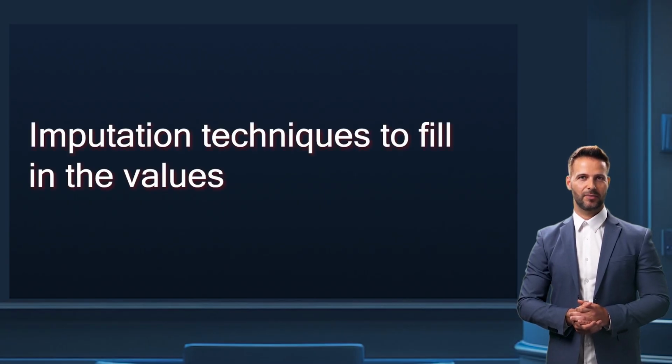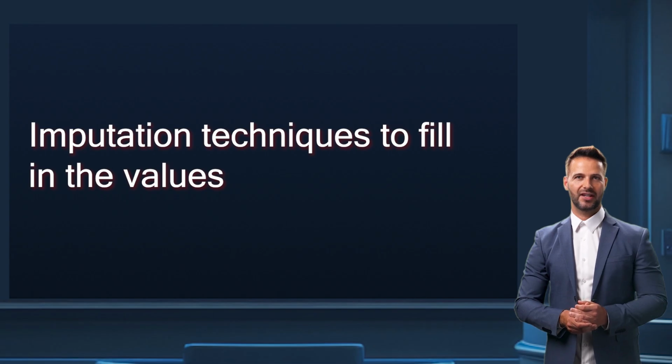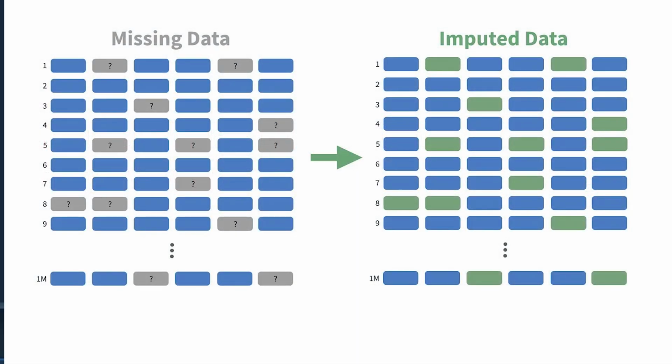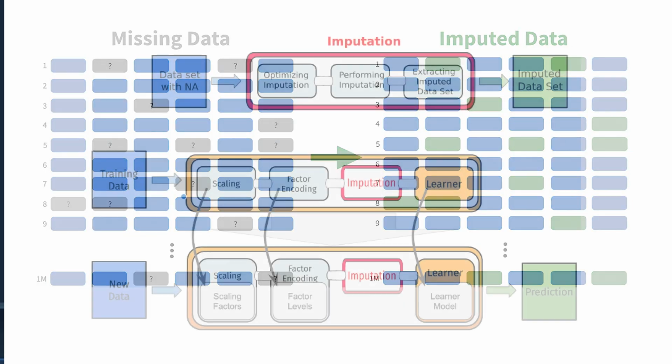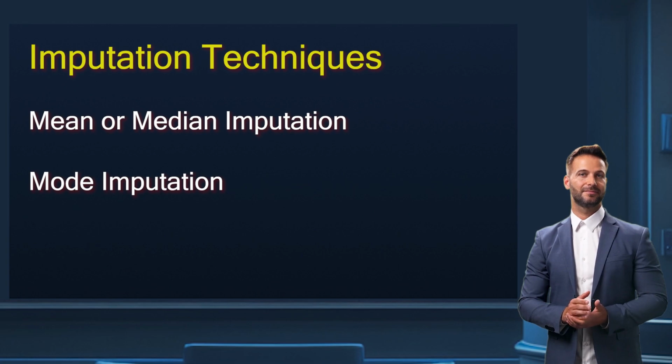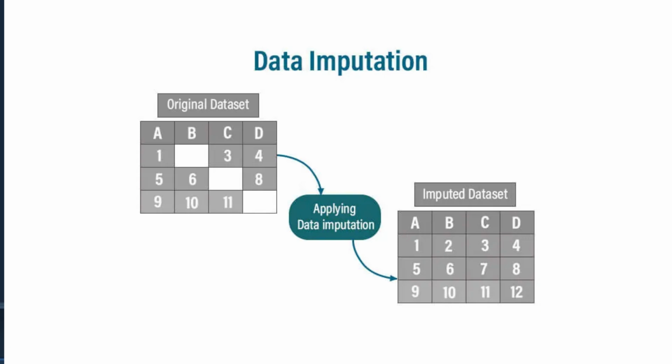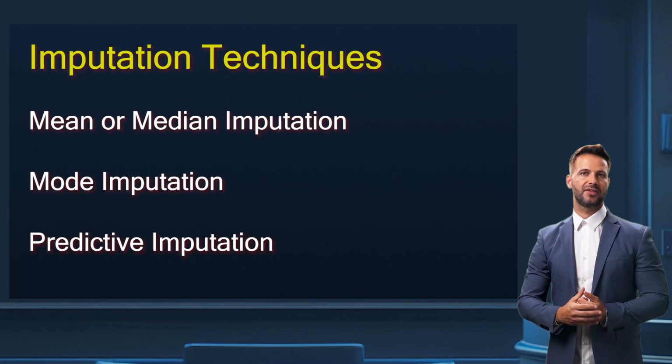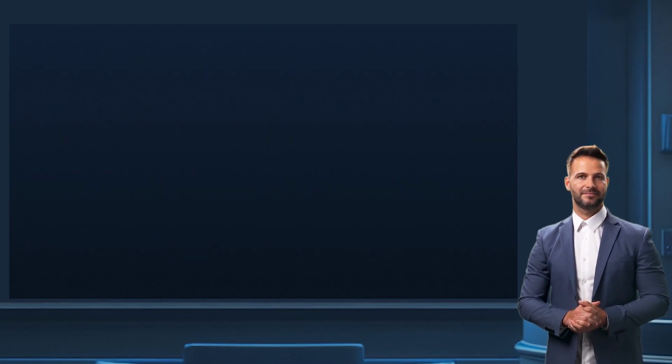Or what about imputation techniques? Instead of discarding data, we can fill in the missing values using imputation techniques. Like mean or median imputation, where we replace missing values with the mean or median of that feature. Or maybe mode imputation for categorical variables. This means we use the most frequent, the mode value, to fill in missing entries. We also have predictive imputation. In cases where relationships exist within the data, utilizing predictive modeling can provide a more accurate estimate of missing values. These are all ways to handle missing data.